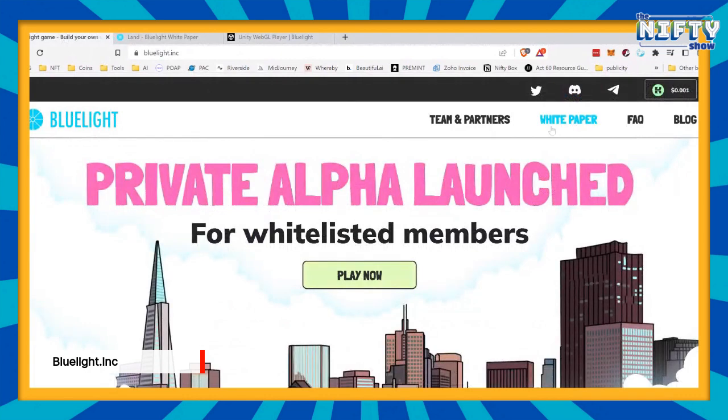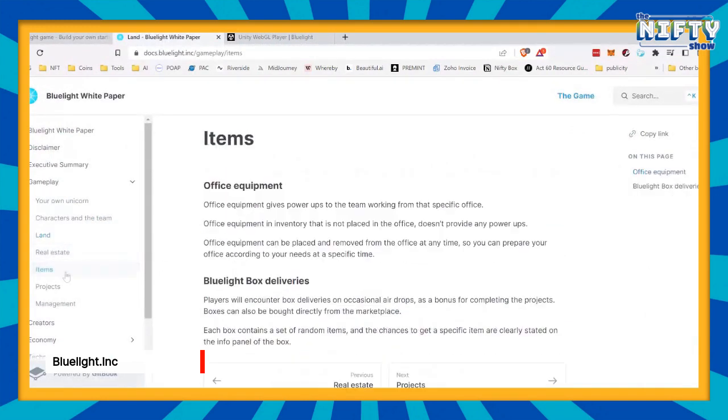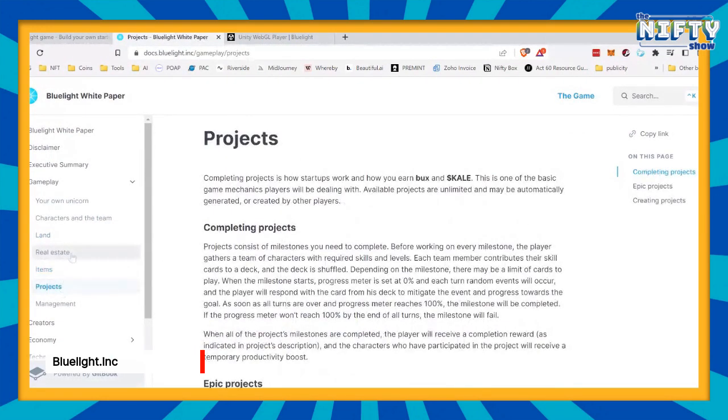It's right there at the top, white paper, because I see that there's a token involved in it. And if you go here, I determine that there's something called Bucks and Kale. So this must be the currency of the game. Right. Kale is a crypto token available on Ethereum and BNB Chain, and Bucks is a kind of soft currency that exists only in the game and is not a crypto token.